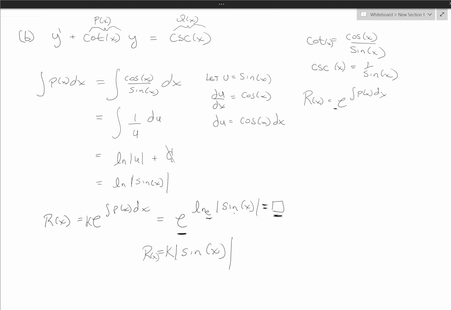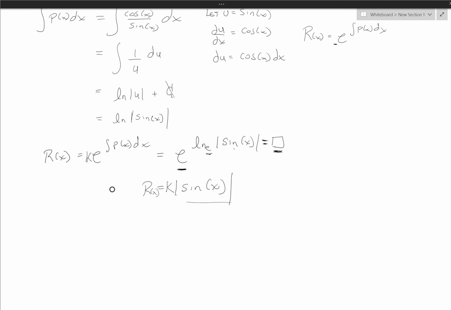Okay, but k can be positive or negative. So we don't need to take the magnitude of sine x. Rx, if we divide by the magnitude of k instead, will then simply be sine of x. Okay, that's all we need to do. So Rx is sine x.